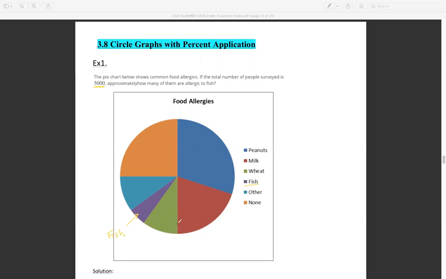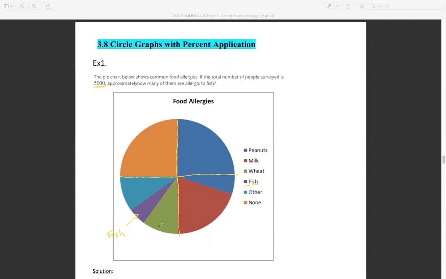Now this circle represents 100% of the people, so all of the 5,000 people. If you divide this in half, then on the left side, that would be 50%. On the right side, that would also be 50%. If you divide it in half again, then we have fourths, 1/4, 2/4, 3/4, 4/4.